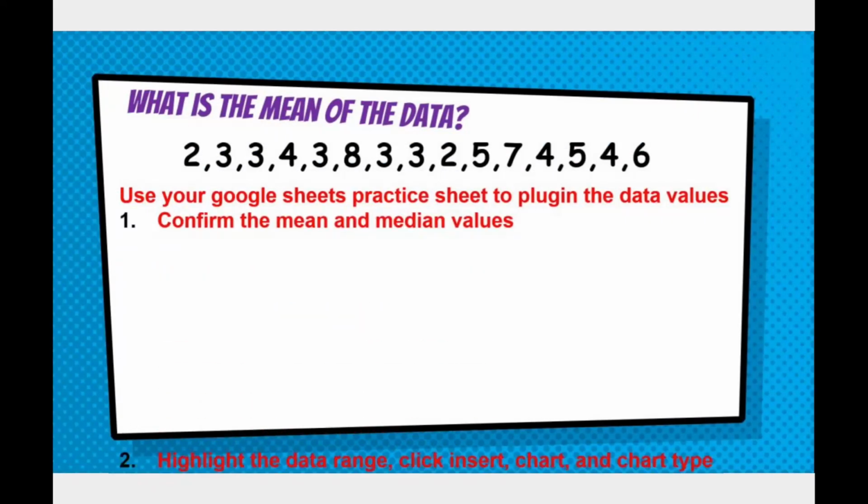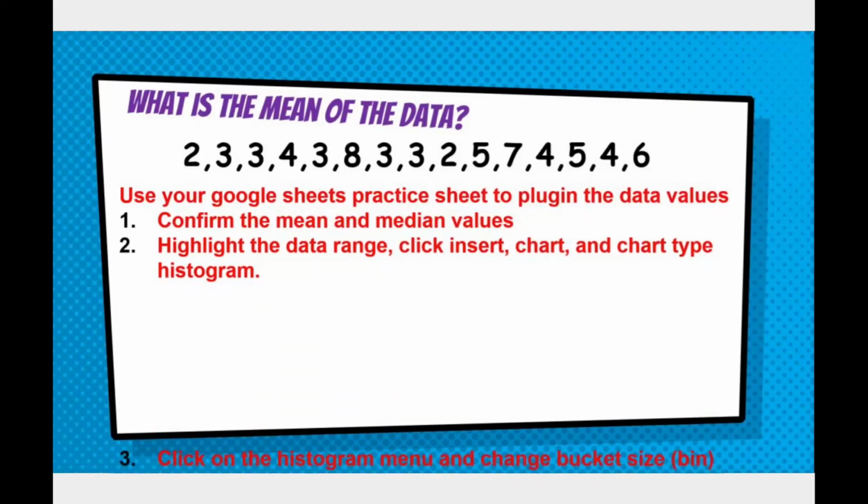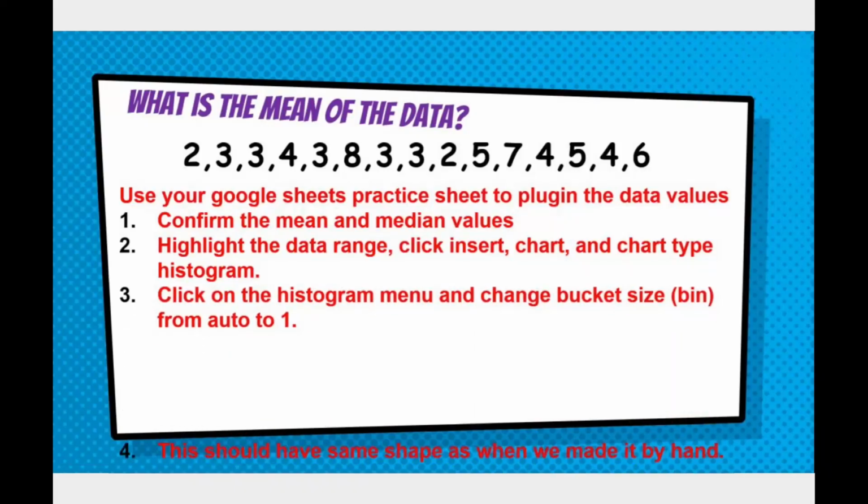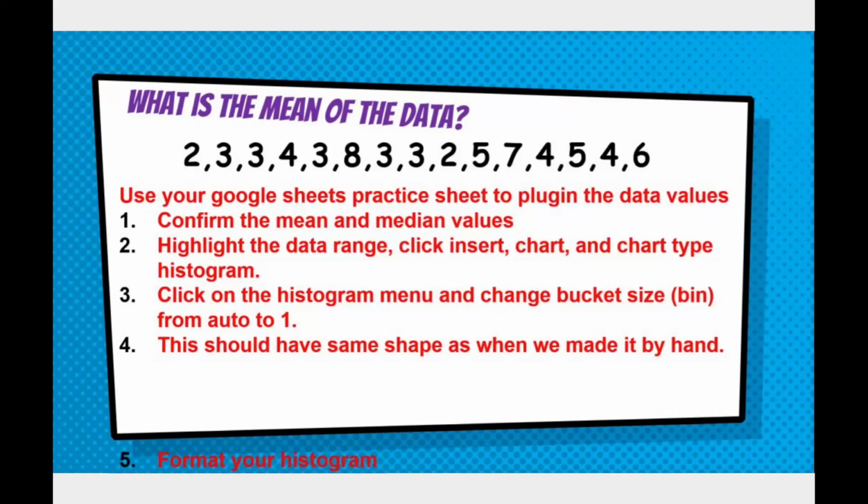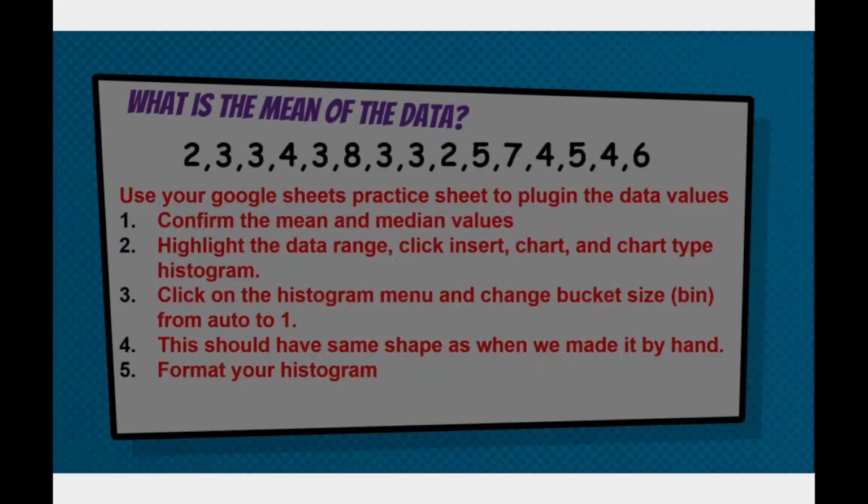So once we plug this in and confirm the mean and median values, we're going to highlight the data range and click Insert Chart and Chart Type to create a histogram for this. And then click on the histogram menu. We're going to change the bucket size from auto to 1. This is just like we did pie chart and everything else. This should probably pop up with a histogram as recommended, and it should have the same shape that we made by hand.